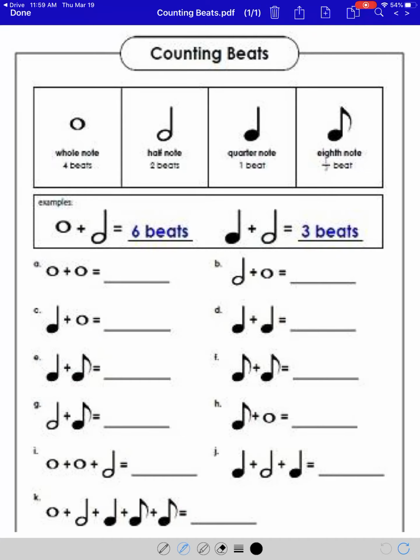So I just wanted to go over a few things, maybe clarify a few of the directions and give you one or two examples to help you fill out this entire sheet. So the sheet that we're looking at right now is all about counting beats. We are going to look at 4 different types of musical notes or musical rhythms. Each one makes up a certain number of beats, and we're going to just add them together. So just some basic addition.